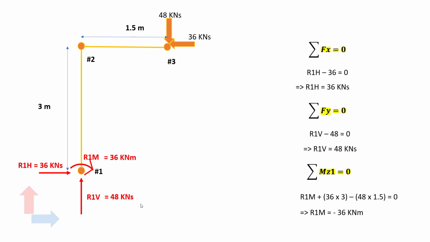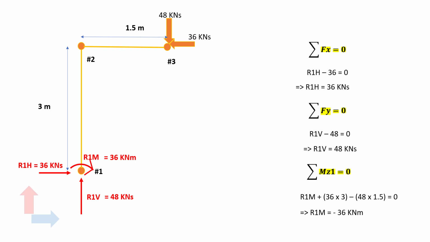Now let us consider this particular structure that we had solved in one of our previous sessions. This was a statically determinate structure, and we used the equations of equilibrium that you can see on the screen to solve for its reactions, which were summation of Fx equal to 0, summation of Fy equal to 0, and summation of Mz1 equal to 0. These were the reactions that we had obtained: the horizontal reaction of 36 kilonewtons, the vertical reaction of 48 kilonewtons, and a moment reaction of 36 kilonewton meter.